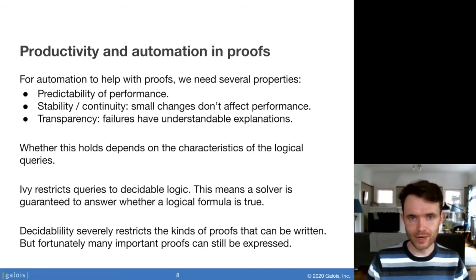Solver performance is predictable, performance stays stable so long as all queries are decidable, and failures are transparent because the solver generates a counterexample that explains the problem. It's important to point out that this severely limits the kind of proofs that can be written. Even first-order logic, consisting of universal and existential quantifiers and standard logical connectives, is undecidable. So the biggest surprise from recent research on Ivy is that many important proofs can still be expressed using a decidable proof language. That's great news, because it means that many more systems can be effectively verified.